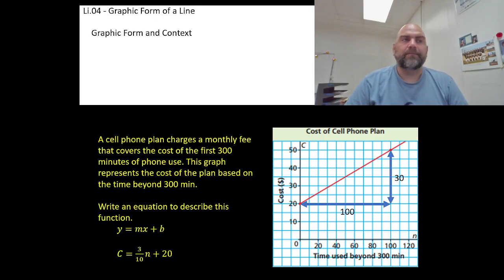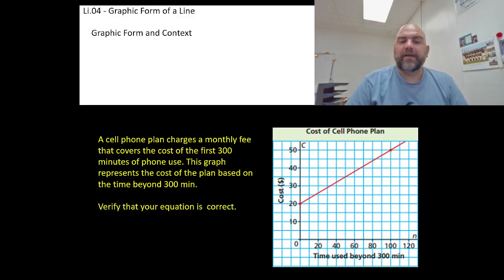So our function is c, cost, which we could also write as y, equals 3 over 10 n, with n representing the number of minutes. You could also think of it as x, plus 20. And that's going to give us our equation. So there we go. We now have an equation to determine the cost of the cell phone plan.